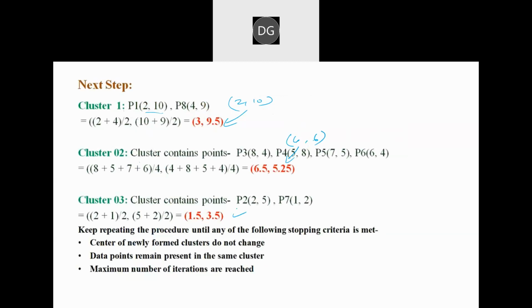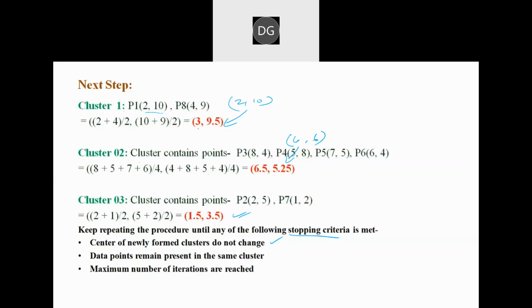So we have to repeat this process. Based on this criteria, when we have to stop? Stopping criteria is the center of newly formed cluster do not change. Okay, in case of cluster 3 doesn't change. Same scenario will happen for cluster 2 and cluster 1 after some various iteration. Okay, in this example we got it in third iteration itself, but whereas in real time it may take n number of iteration to get this particular point.